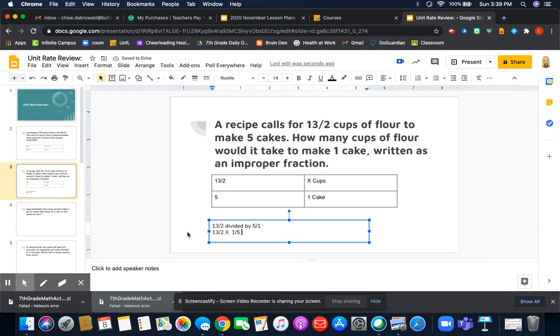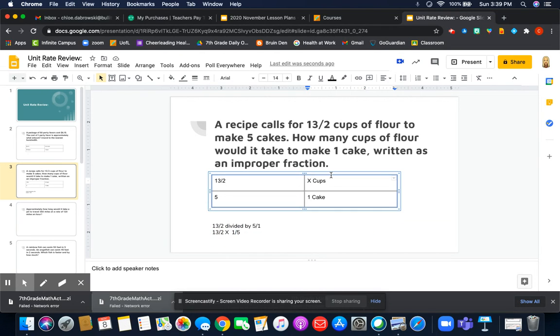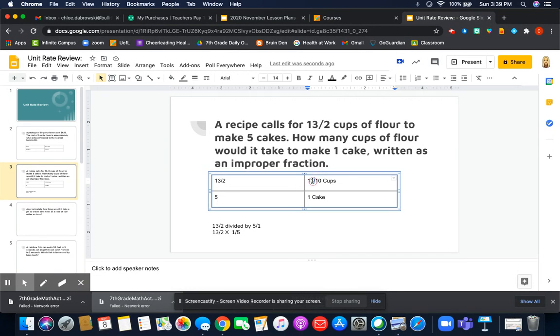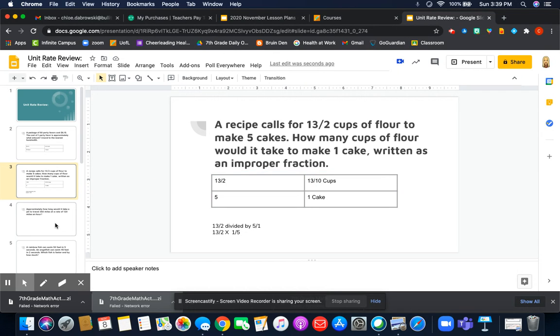When we multiply our fractions, we just multiply straight across. I have a numerator of 13 and a numerator of 1, so 13 times 1 is just 13. If I look at my denominators, 2 times 5 is 10. So we would be left with 13 over 10 cups. And it said written as an improper fraction, so we are good to go. We don't need to do anything else.